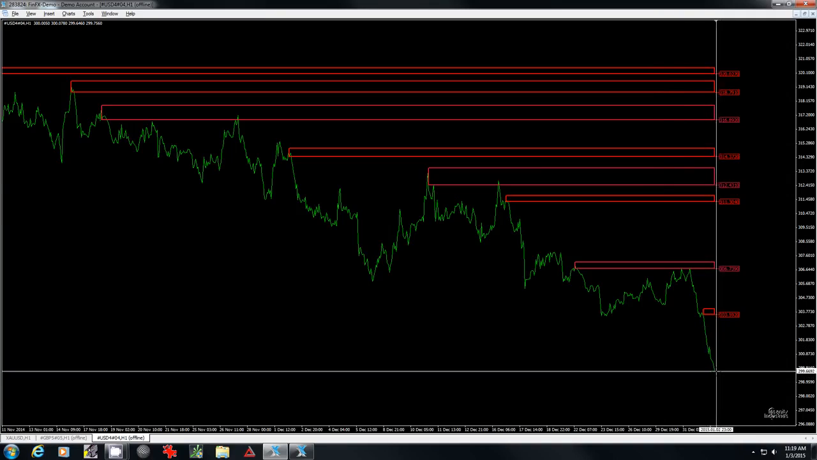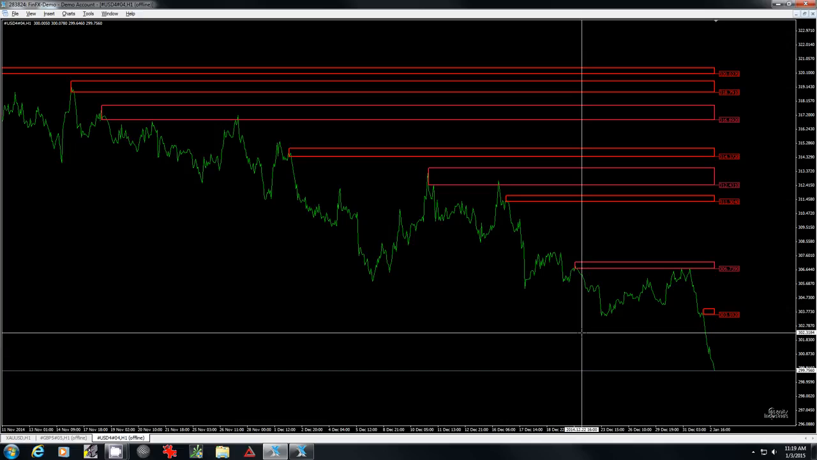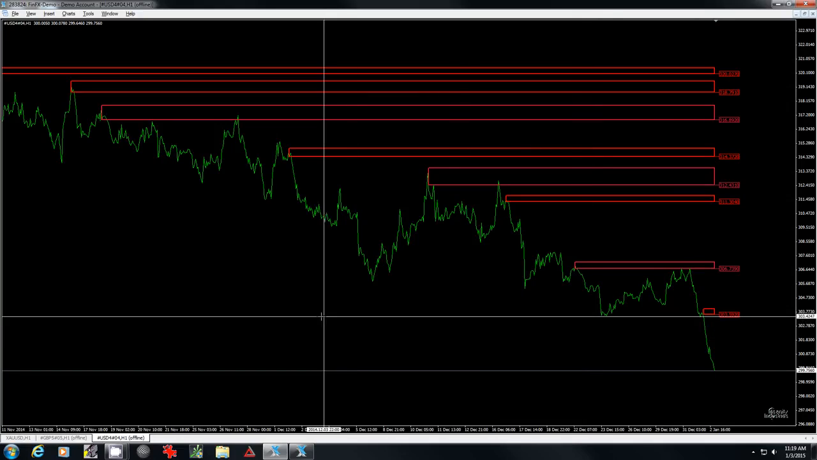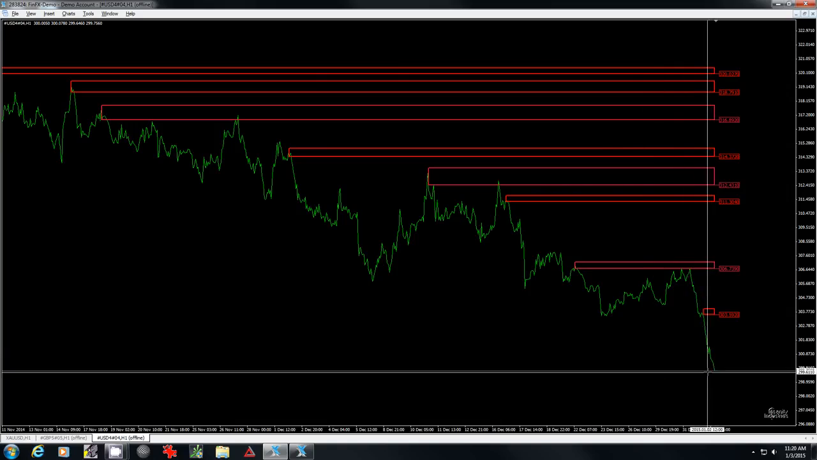This one looks like it's continuing down, but like I say, I wouldn't even be playing these right now. I would wait until the market opens, and then you could even leave these charts up, wait till the market opens, and then go back and look at them and see where the price action is going.